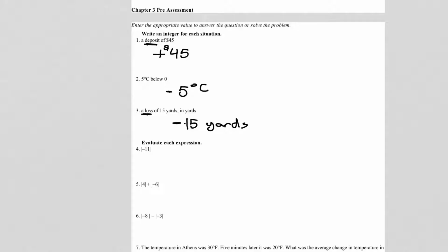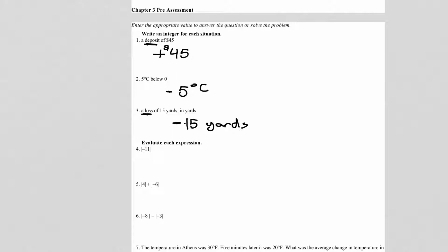The opposite of losing 15 yards would of course be gaining 15 yards. That would be the opposite or the positive. But we don't want positive 15 because they're asking you how to write a loss of 15 yards. So that's negative.